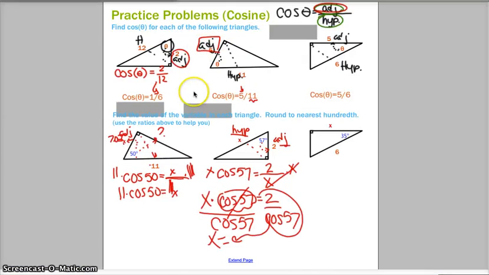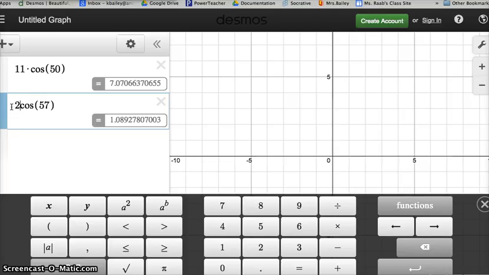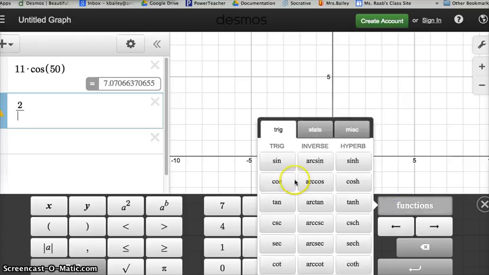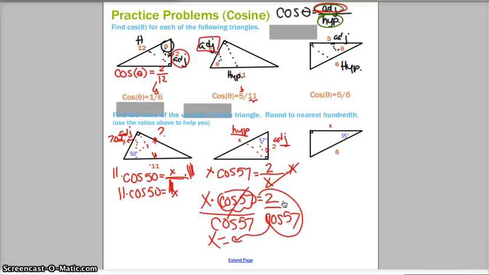So 2 divided by the cosine of 57, I got to get that down in the bottom, ends up equaling 3.67, rounded to the nearest hundredth. So this length here is 3.67. Last one. Why don't you pause it, see if you can set it up, and then see if you can type it in.